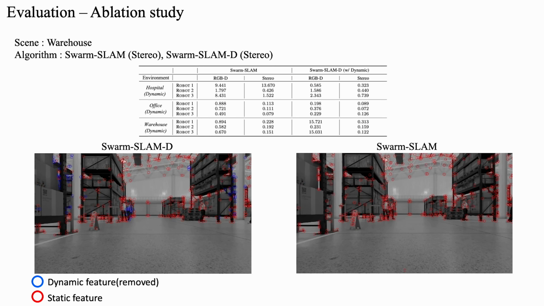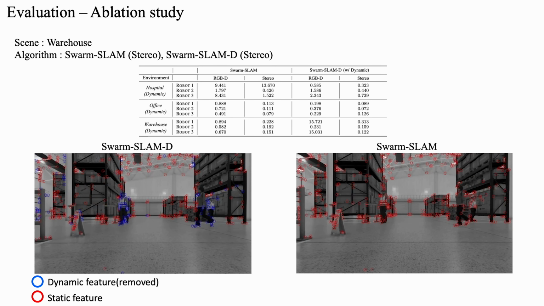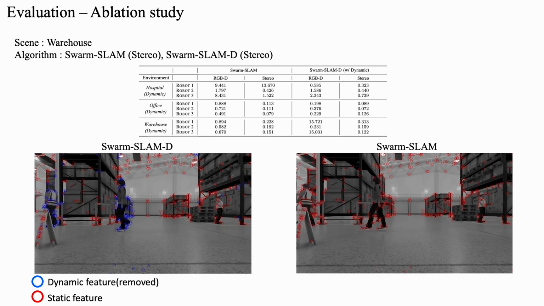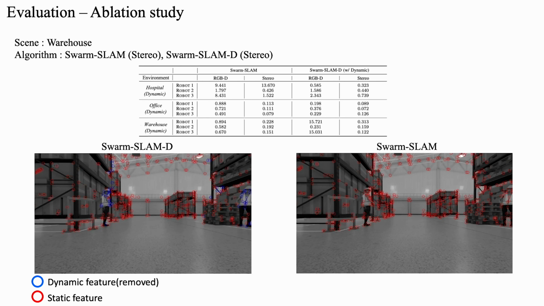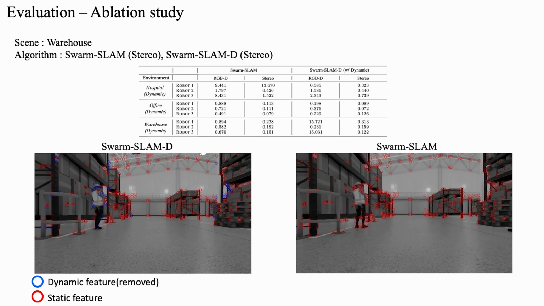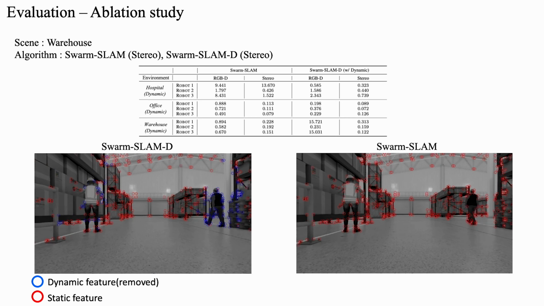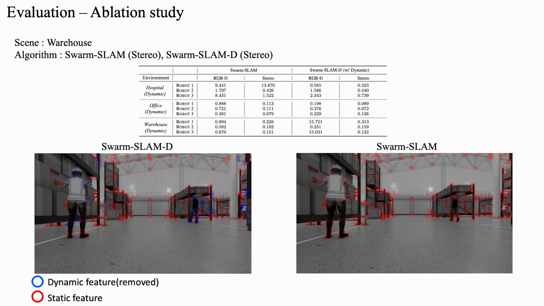We conduct an ablation study using the feature removal module to investigate the impact of dynamic objects on C-SLAM. Experiments were carried out in a dynamic environment with Swarm-SLAMD, which includes feature removal, and without it. We can see that dynamic objects can affect the performance of SLAM, as there is an improvement in performance with Swarm-SLAMD over Swarm-SLAM.